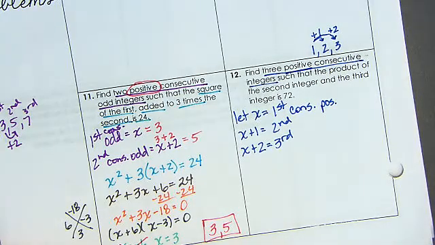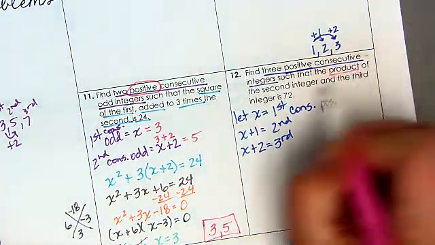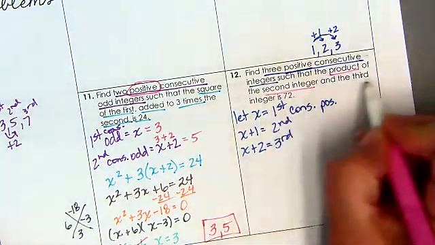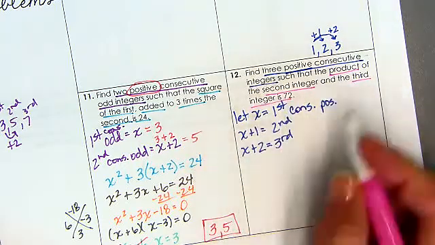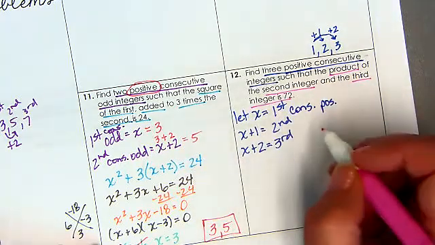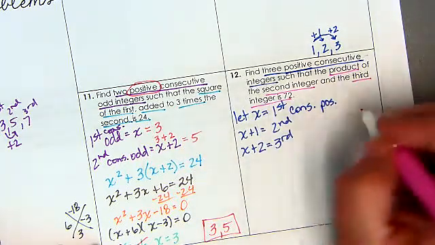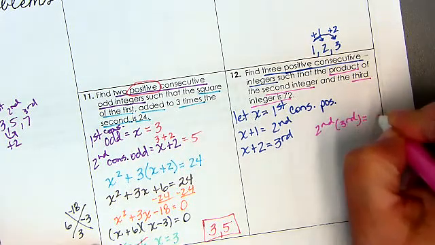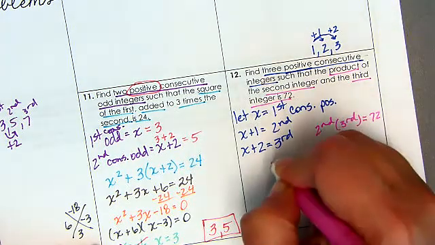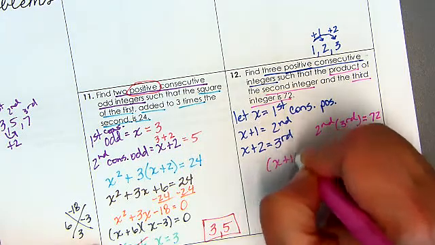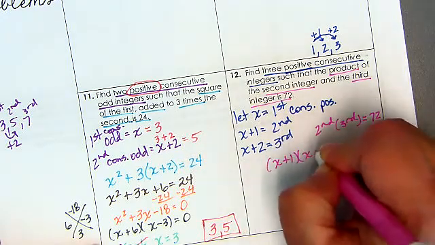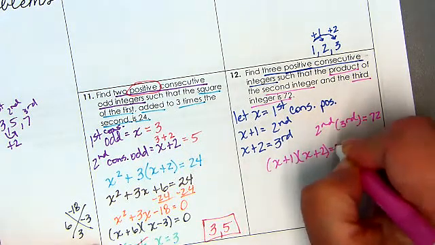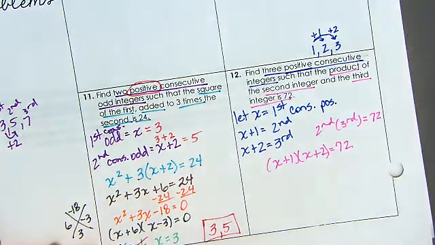And now we read the rest, such that the product of the second integer and the third integer is 72. So the product of the second and third. So that means I'm doing the second times the third equals 72. So I'm going to have x plus 1 times x plus 2 equals 72.